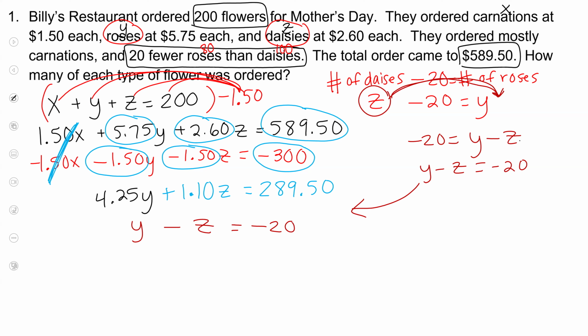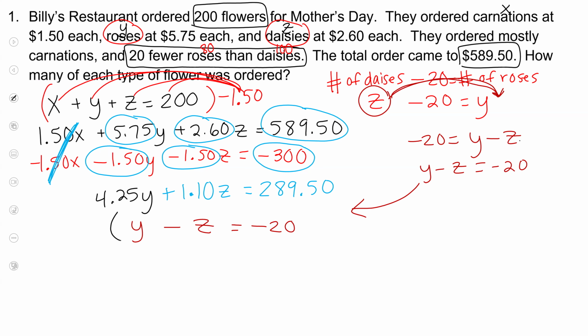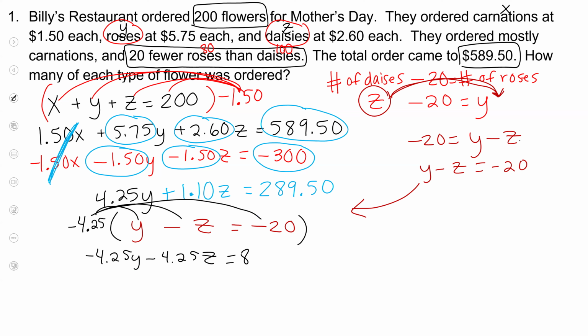Okay, let's go ahead and eliminate. I'm going to multiply this bottom equation by what? Yeah, we can do that. Let's go ahead and multiply by negative 4.25. All right, guys, we're going to distribute. This times y is negative 4.25y, negative 4.25z. And I'm going to need your help, guys. What is negative 4.25 times negative 20? Positive 85. Thank you.